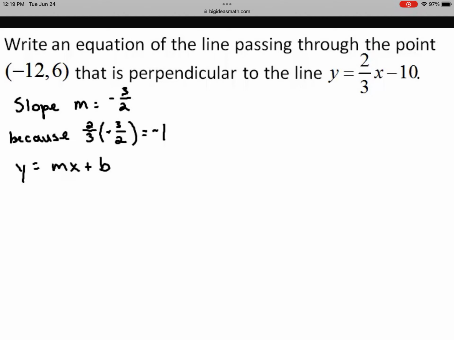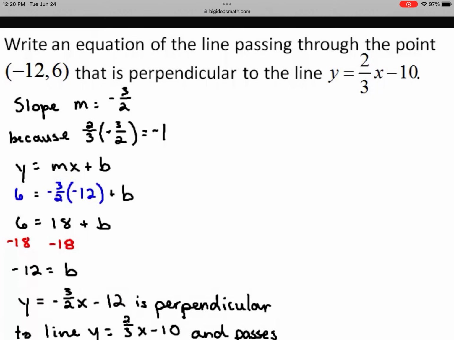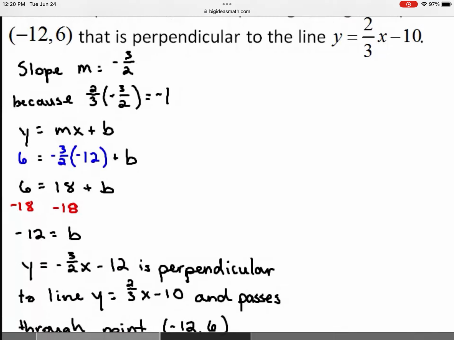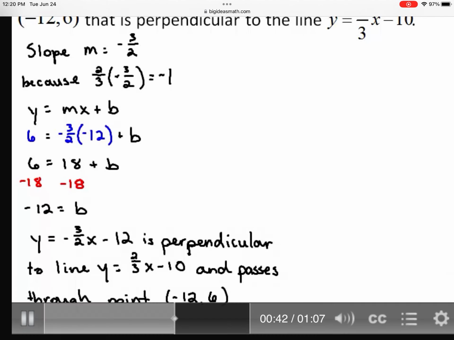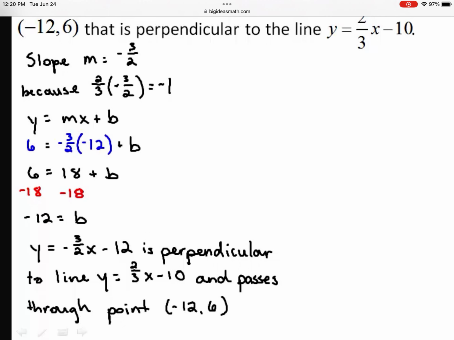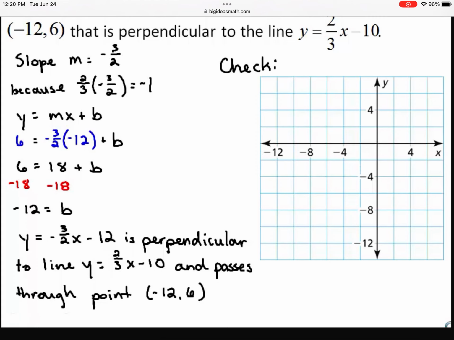Plugging in the point -12, 6 and slope -3/2 gives 6 equals -3/2 times -12 plus b. Simplifying gives 6 equals 18 plus b. Subtracting 18 from each side gives -12 equals b. So y equals -3/2 x minus 12 is perpendicular to line y equals 2/3 x minus 10 and passes through point -12, 6. You can now check your equation by graphing both lines.